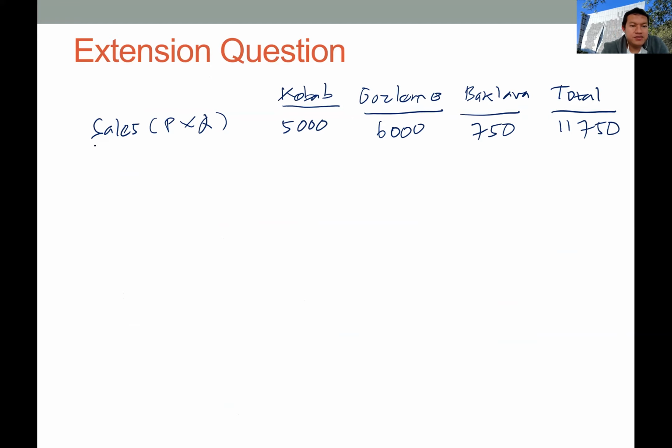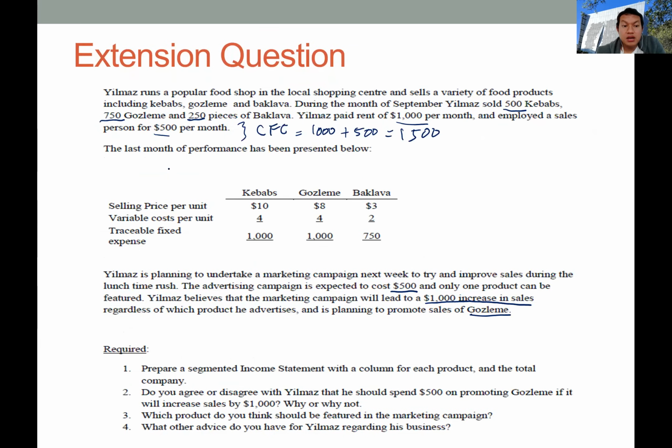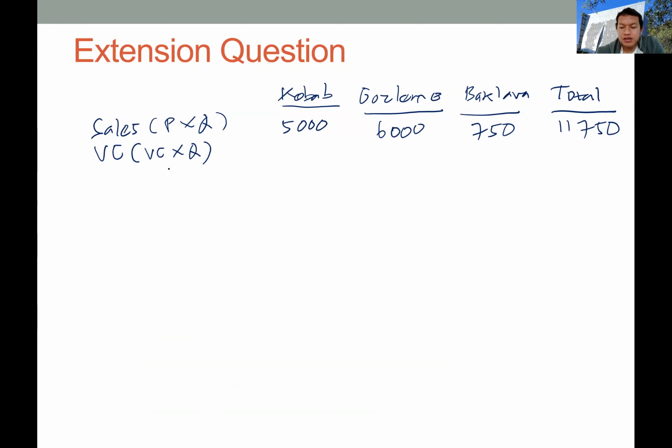Okay, and then the variable cost. Variable cost is the variable cost per unit multiplied by the quantity. Okay, so we know that variable cost per unit for kebabs is 4, and the quantity is 500. So this will be 4 times 500 is 2,000, and then 3,000 for gozlimi, and baklava is 500. Okay, in total we get 5,500.